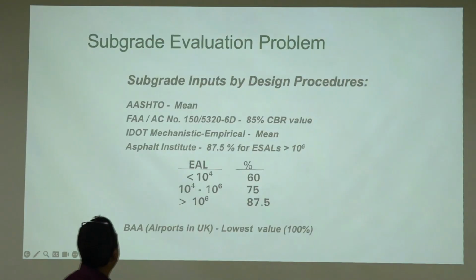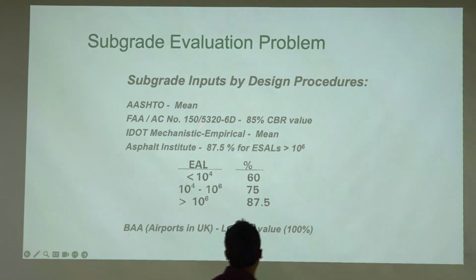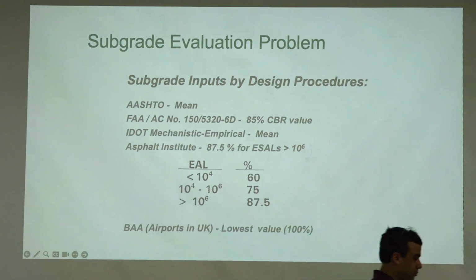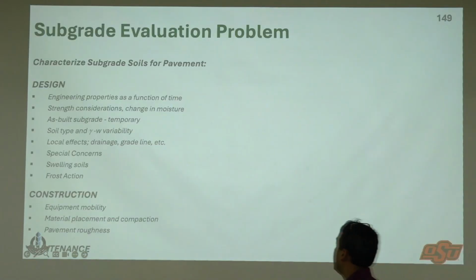So what are the problems? Subgrade evaluation, you have so many test results, right? Anywhere between 10 to 100. What is the representative value? Do you design for the worst condition? Do you design for the average condition? Do you design for a percentile or so? That depends on who you are working with, your specification and stuff like that, right?